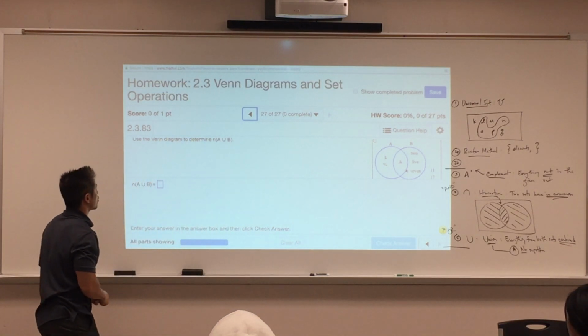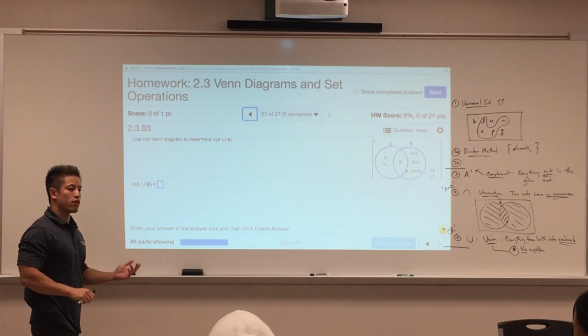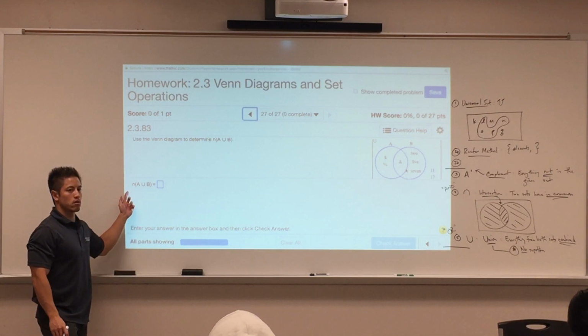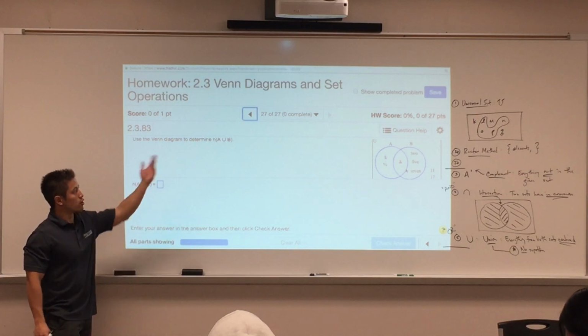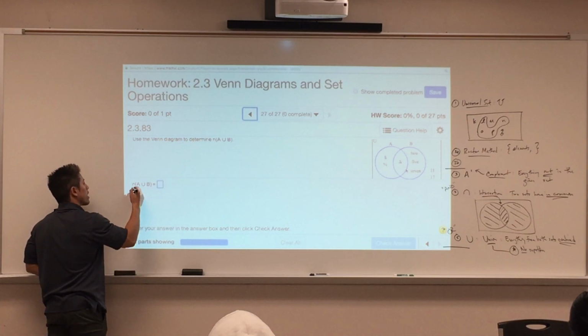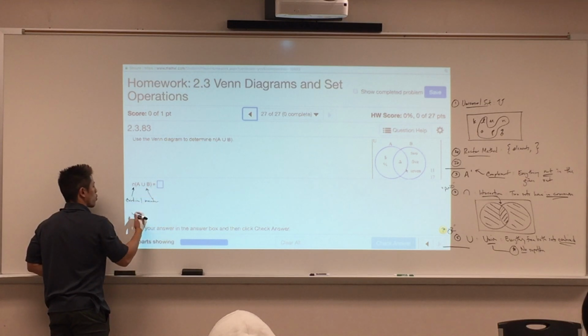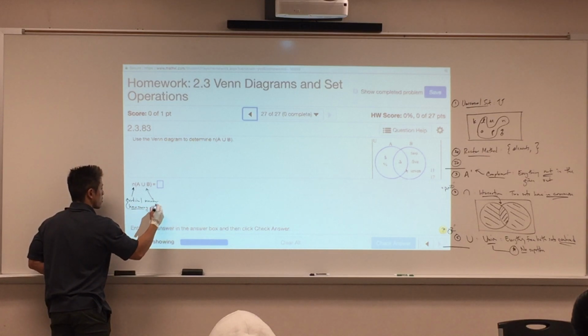So let's take a look at this. Use the Venn diagram to determine n of A union B. Now you know why I brought up n earlier. Okay, because I knew it was going to come back eventually at some point. So what are they asking for? What is the cardinal number of whatever this is? In other words, how many, not what.